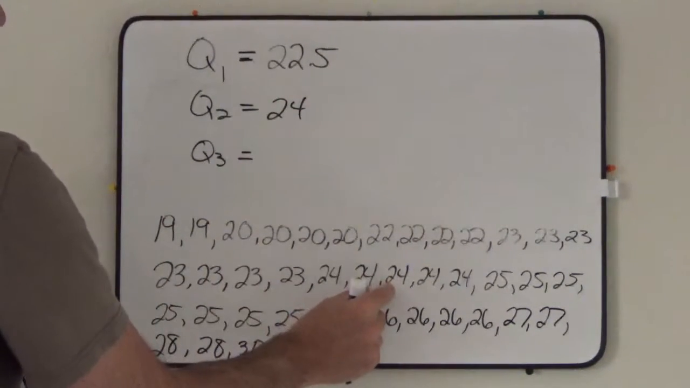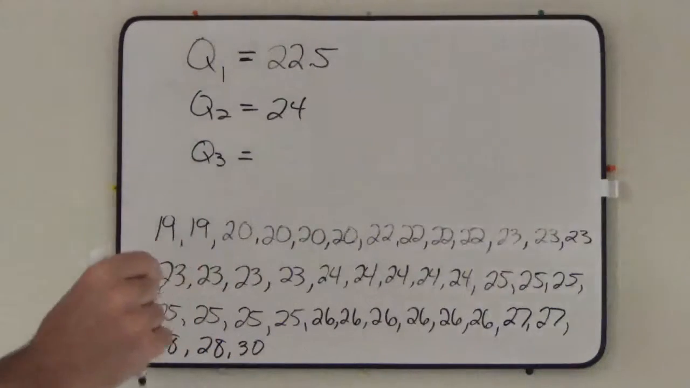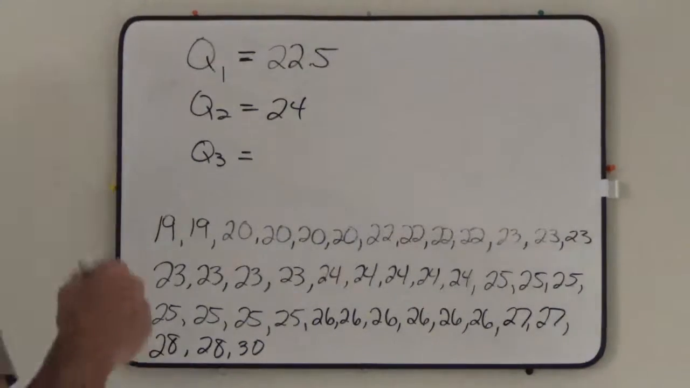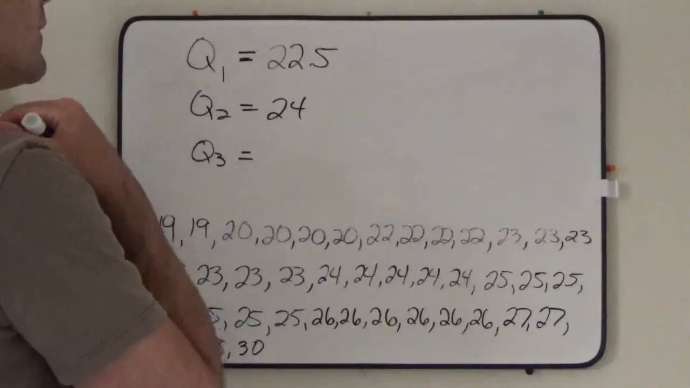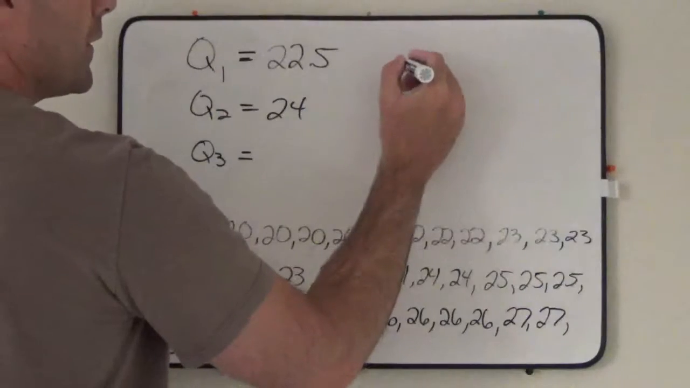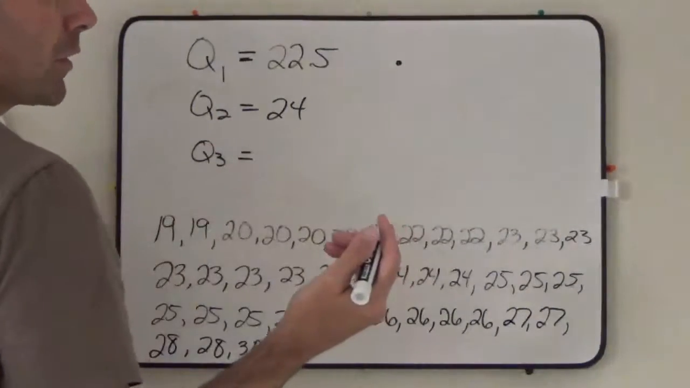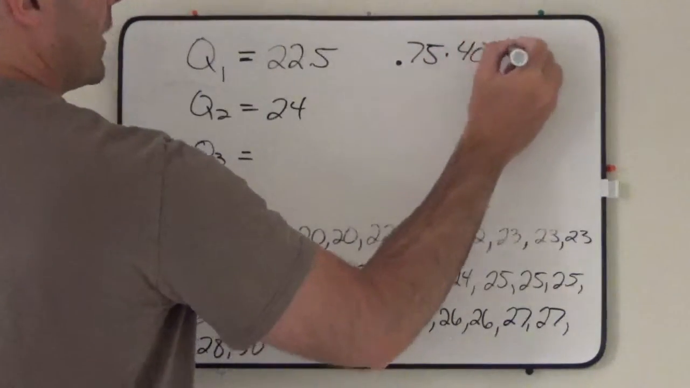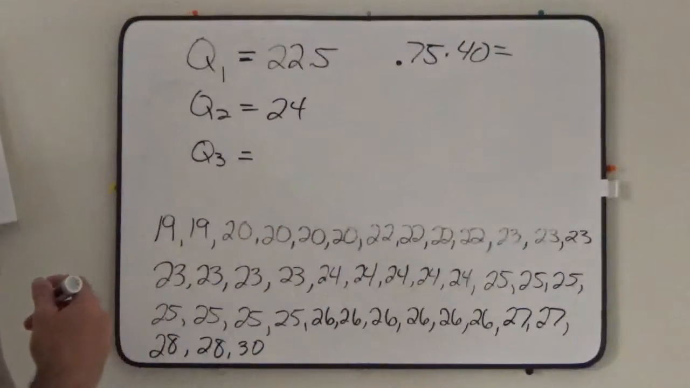If you get two middle numbers, remember you add them together and divide by 2, and that gives you your median. Okay? Now quartile 3 is 75, the 75th percentile. The 75th percentile would be 75 over 100, which is really 0.75, times 40. When you solve that, you get 30.